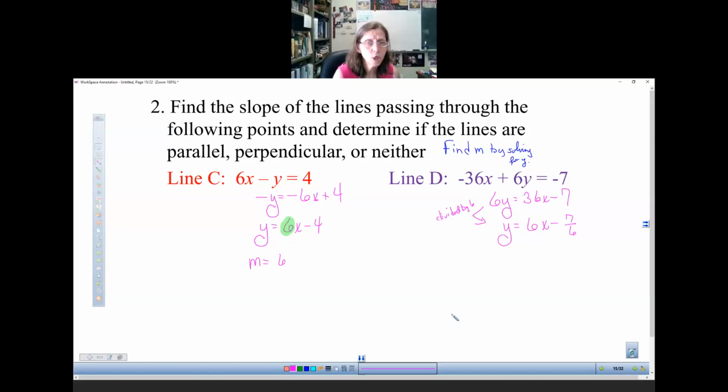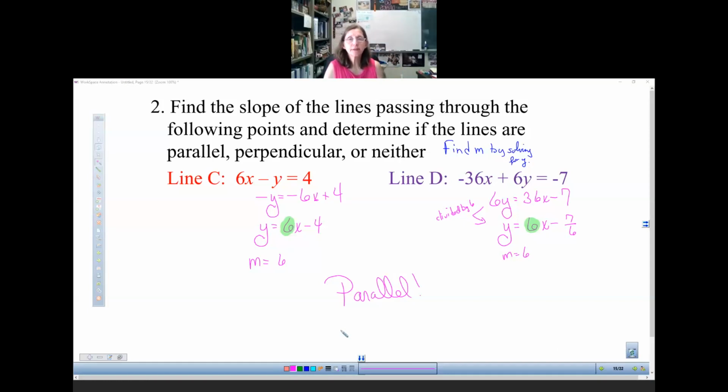Okay? So again, it's the number that's in front of my x, that is my slope. And so the slope for this line is also 6. Two lines which have the same slope are parallel. Questions?